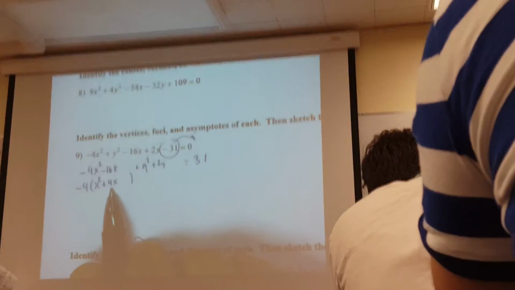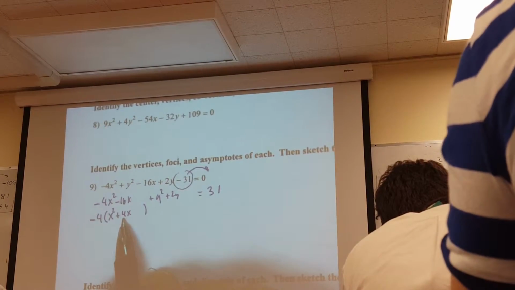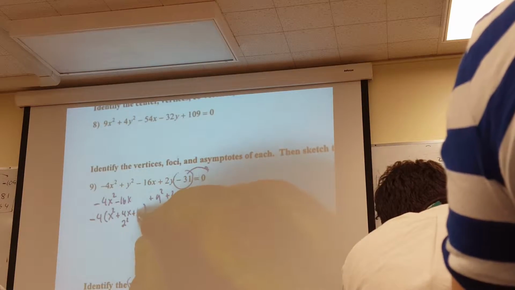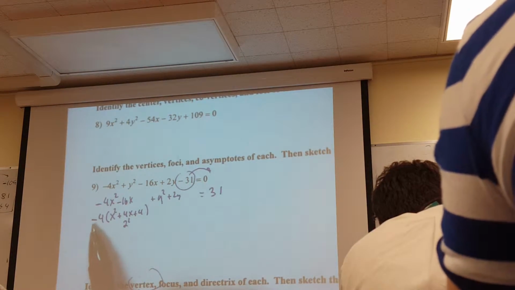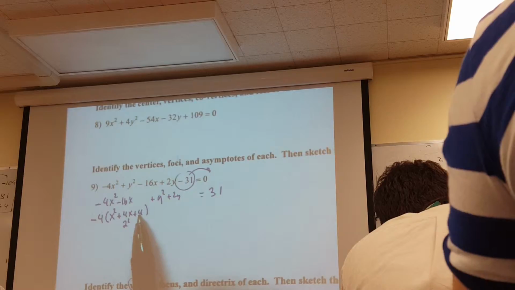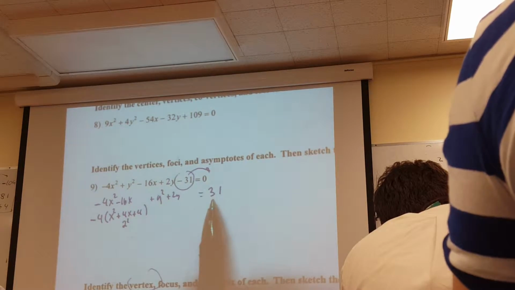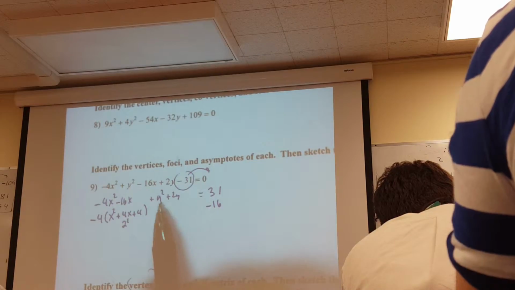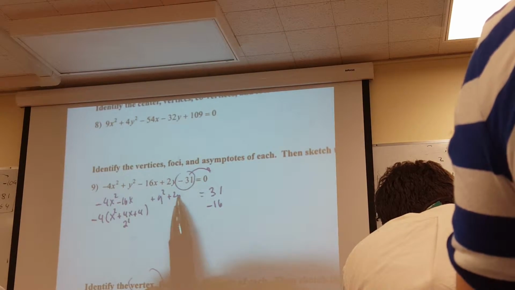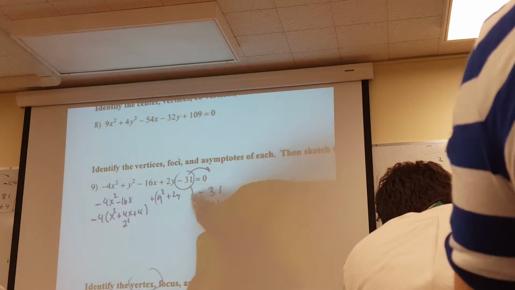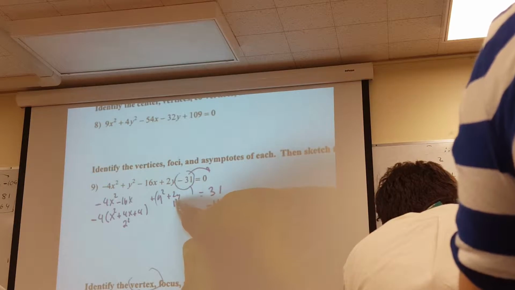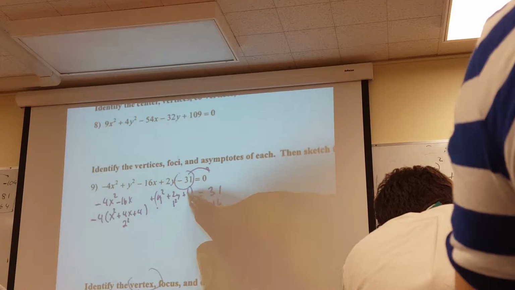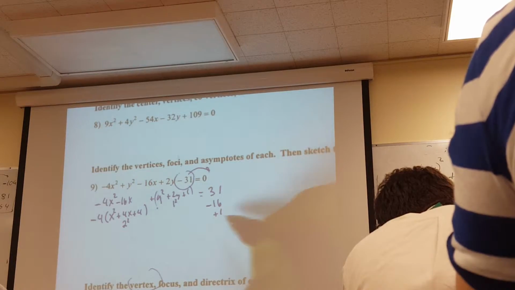Now, if I completely square there, half of 4 is a 2, and 2 squared is 4, so I add 4. Now you've gotta take negative 4 times 4. So what do I add over here? Negative 16. See the y squared plus 2y? Half of 2 is 1, 1 squared is 1. So I add 1, and that's gonna be an add 1.